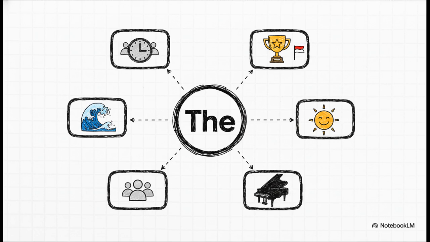And of course, the pops up in a bunch of other specific cases. We always use it for superlatives, like the best or the fastest. For groups in society, like the rich. For things that are totally unique. I mean, there's only one sun, right? So it's the sun. We also use it for oceans and rivers, countries with plural names, like the United States, musical instruments, and even for times of day, like in the morning.